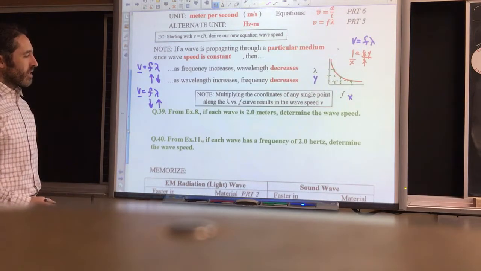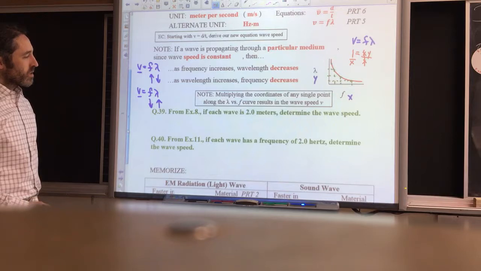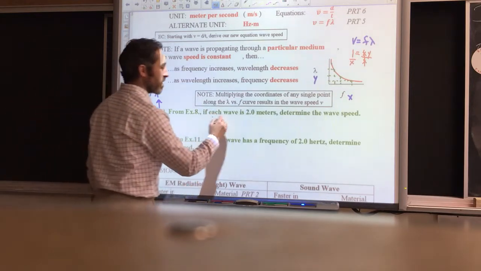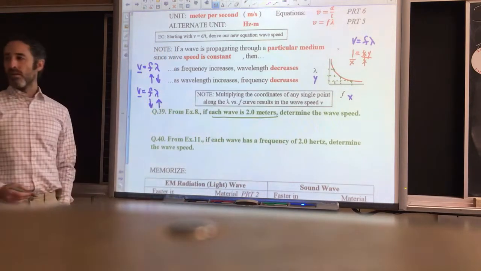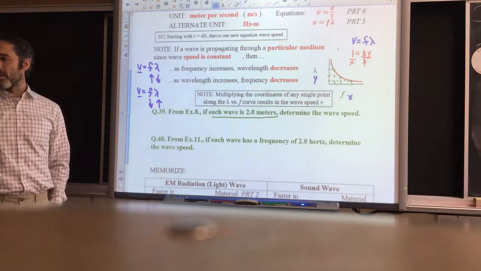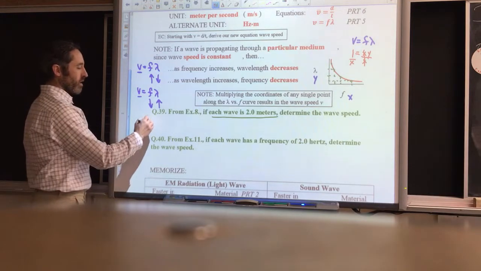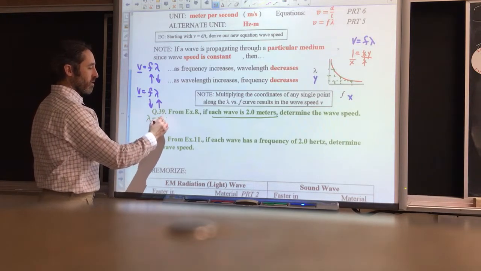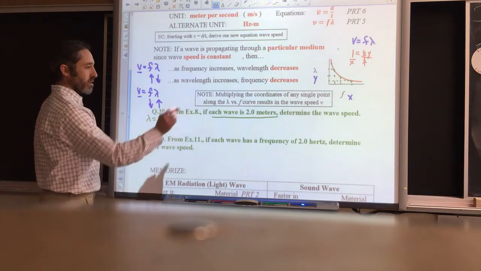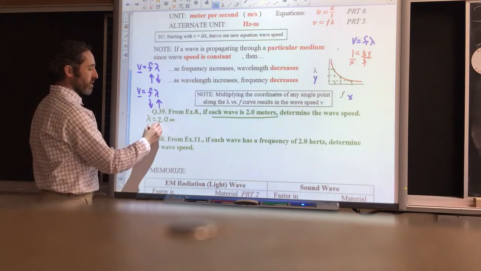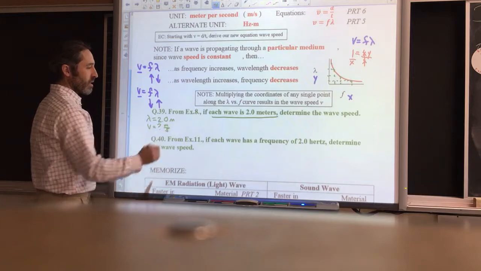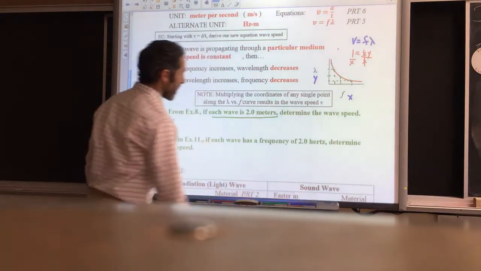Alright, so let's do this real quick. From example 8, if each wave is 2 meters, so what's that mean? What given is this? Each wave is 2 meters. What would you write down as a given? Yeah, wavelength equals 2 meters. They say determine the wave speed. And then example 8, you have to flip back and find it.